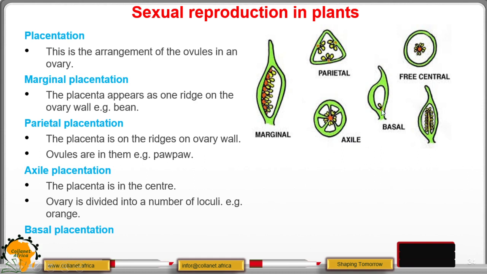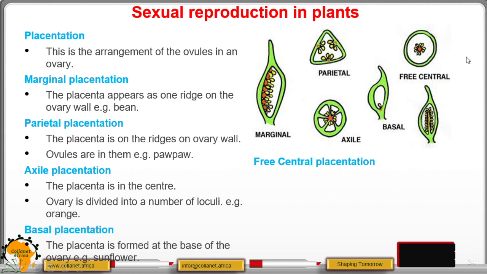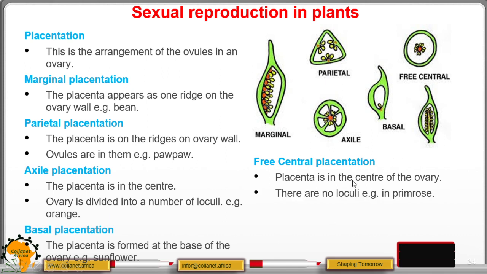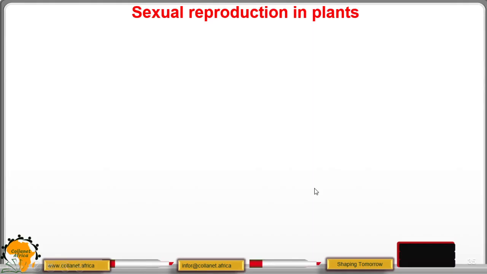Then we have the basal. Here you can see the base. The placenta is formed at the base of the ovary. For instance, sunflower. We have free central placentation. So the placenta is at the center of the ovary, and there are no loculi. In axial placentation, there are these subdivisions called the loculi, but in free central placentation, there are no loculi.